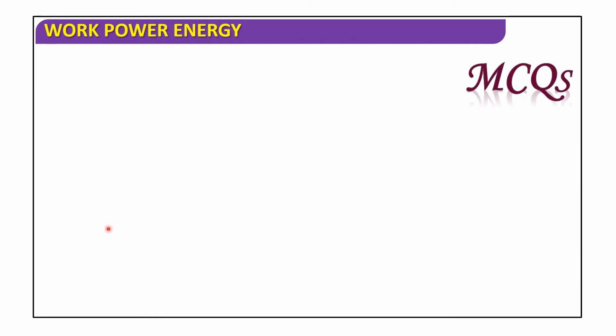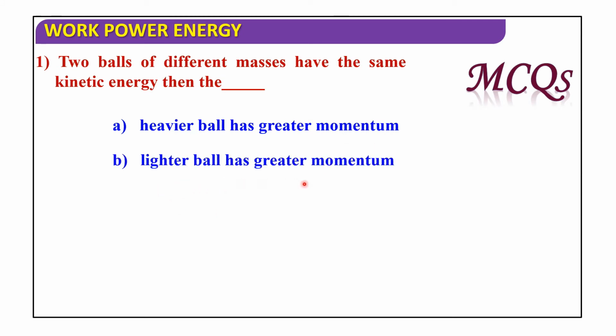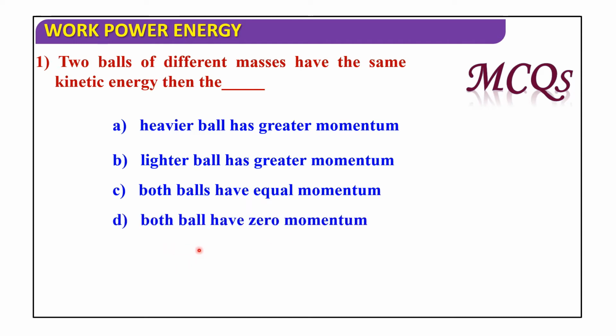Now I'll discuss MCQs. Two balls of different masses have the same kinetic energy. Then, the heavier ball has greater momentum, the lighter ball has greater momentum, both balls have equal momentum, or both balls have zero momentum. Two balls of different masses have the same kinetic energy, then the heavier ball has greater momentum. The first option is correct. Okay, next.